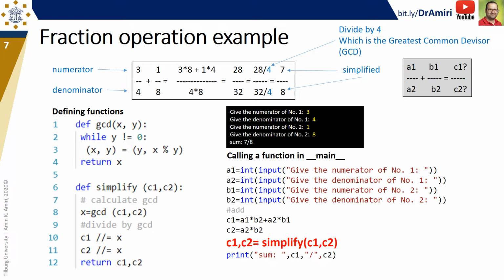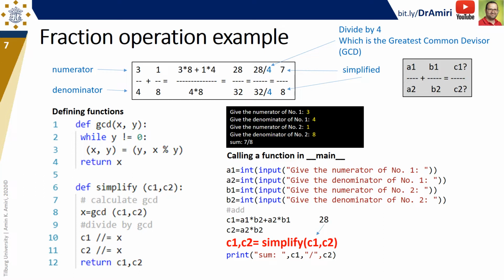So here in the main part of our program, we get the inputs A1, A2, B1, and B2. We do the calculation for summation according to what we just saw here. And then we use the simplify function to simplify C1 and C2, and then we print it, which is 7 over 8 in this case.